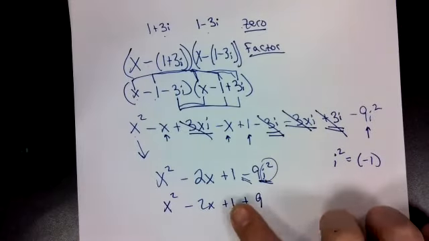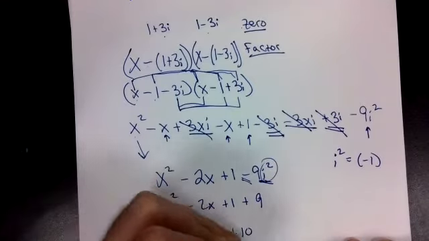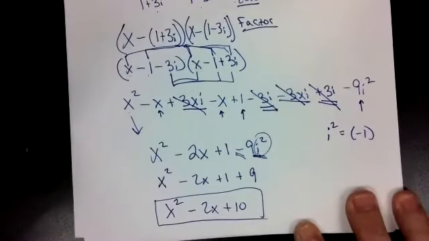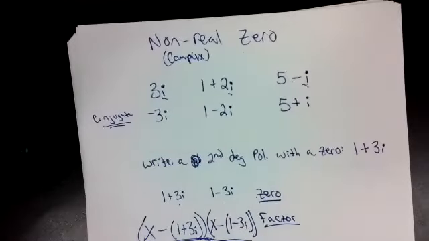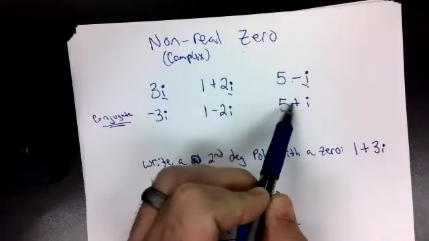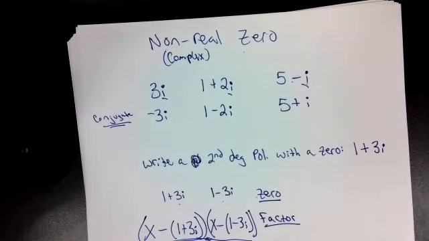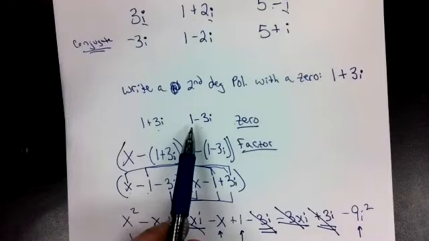And then I can combine it with the 1. So I'm left with x squared minus 2x plus 10. So again, non-real zeros come in pairs. If 5 minus i is a 0, so is 5 plus i. If 3i is a 0, so is negative 3i. So when they give me a 0, I automatically know the conjugate is one.